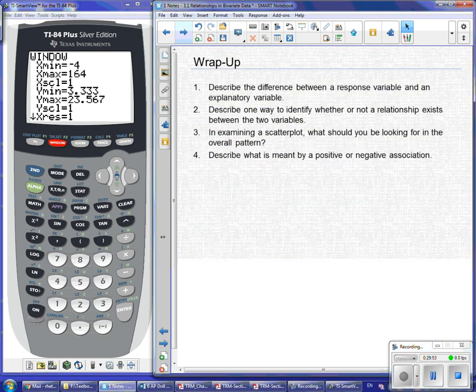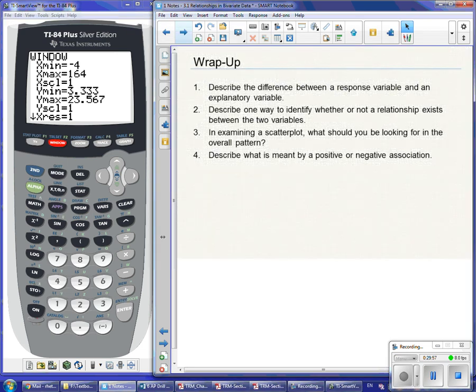Okay, as a wrap-up, things you need to be able to do is to describe the difference between a response variable and an explanatory variable. Remember, the explanatory variable is going to correspond to that independent variable that you would do in science. It's going to be your X variable. It's going to be the thing that explains the response or the outcome. Number 2, describe one way to identify whether or not a relationship exists between two variables.